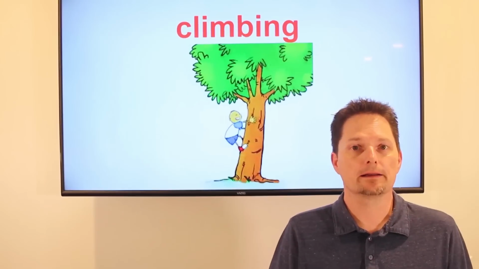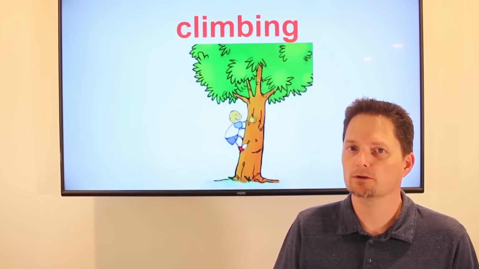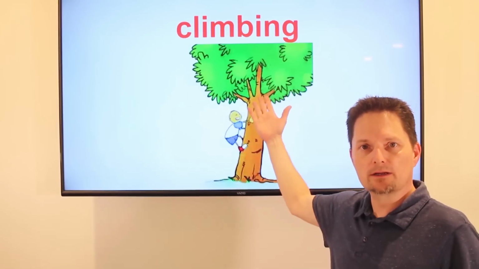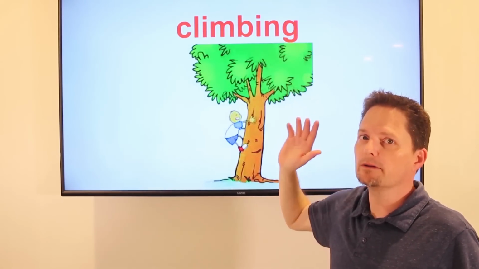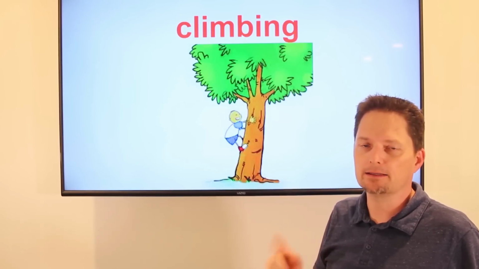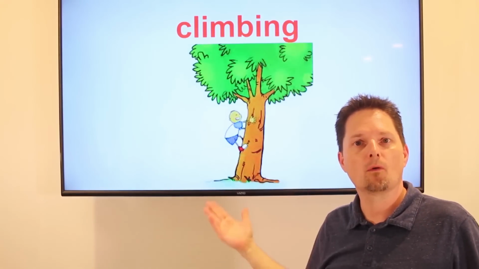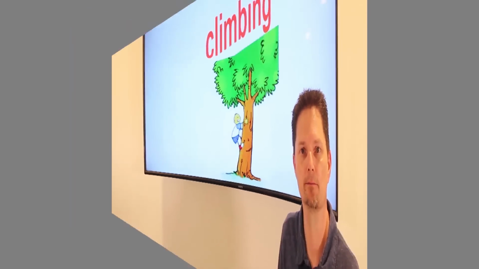Very good. Now let's talk about some tricky words. When you have extra letters after, it looks like being. But remember, the B is silent. It's not climbing, it's climbing. The boy is climbing the tree right now.